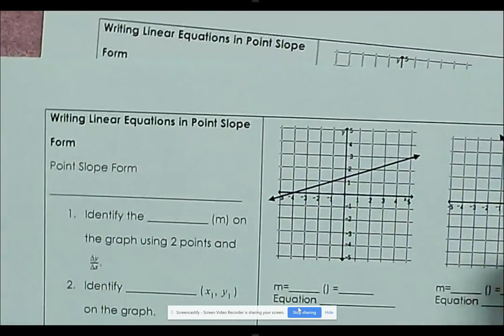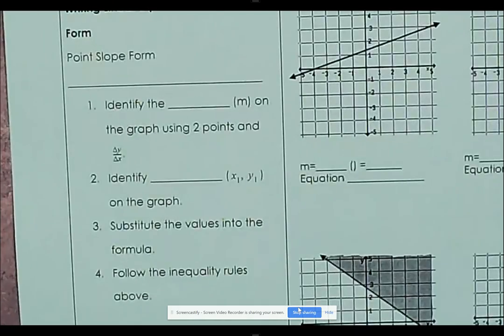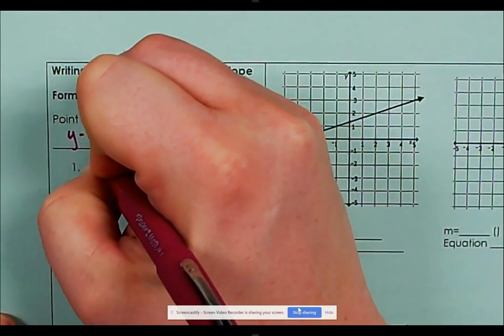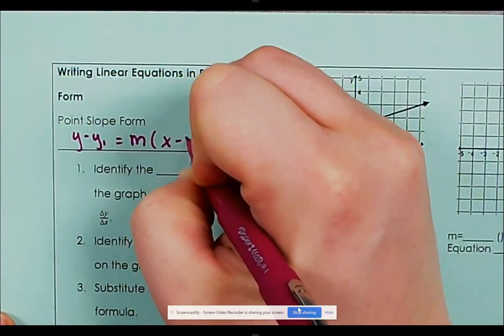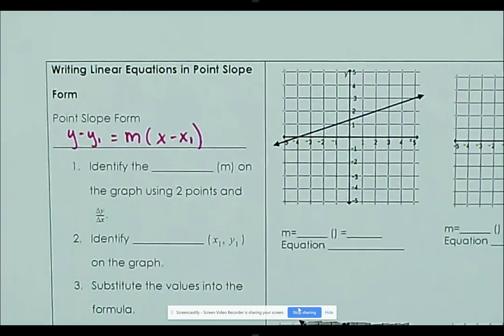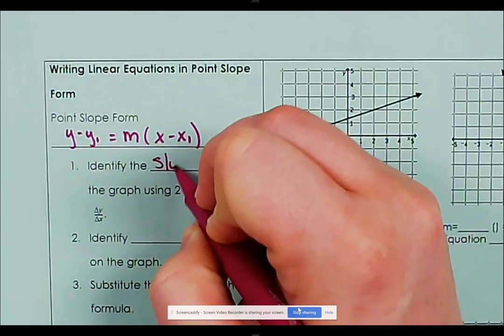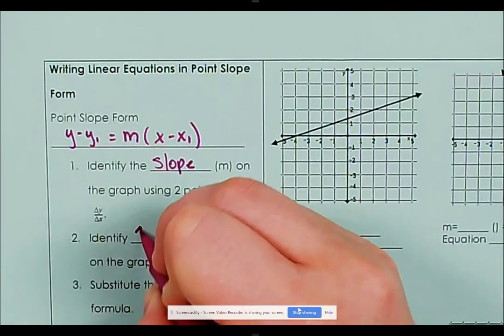Point slope form, we're going to do the exact same process. We are just going to use the point slope formula instead. The point slope formula is y minus y1 equals m times x minus x1. So the first step, we're still going to identify the m, we're still going to identify the slope. That's the first step always. And then we're going to identify one point.